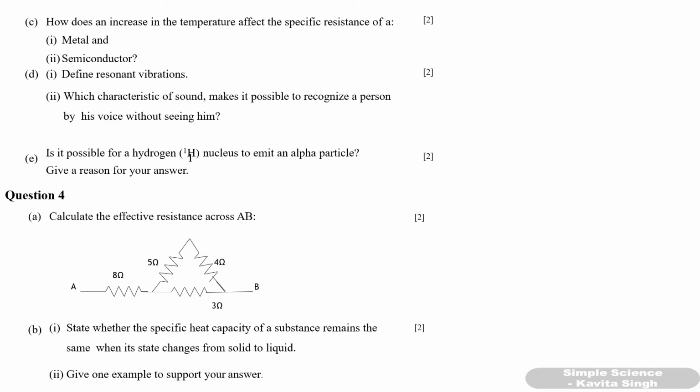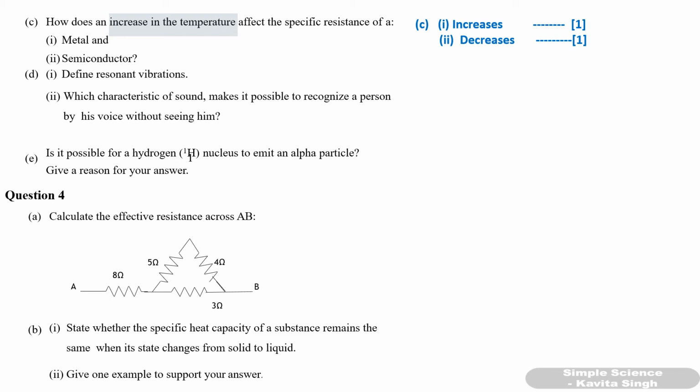Next, question number C. 3C. How does an increase in the temperature affect the specific resistance of a metal and a semiconductor? Okay, so let me raise the marks. Now here what is asked, how does an increase in temperature, so when temperature increases, what happens to the specific resistance of metals? So specific resistance of metals increases with increase in temperature, and for semiconductors, when temperature increases, their specific resistance decreases. 1 mark each.